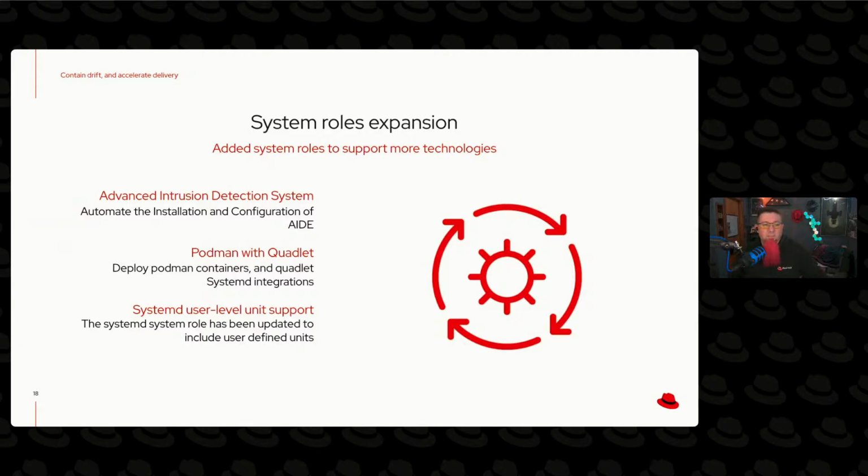And lastly, the systemd system role can now manage systemd user level units. Previously, the systemd system role would only manage the system level systemd units. There's a lot of the word system here, it's hard to say. Now we can manage the user level as well. If you're not familiar with that, users can make systemd units and store them inside of their home directories. That's one of the nice features of systemd, and now we can do that with the systemd system role as well.